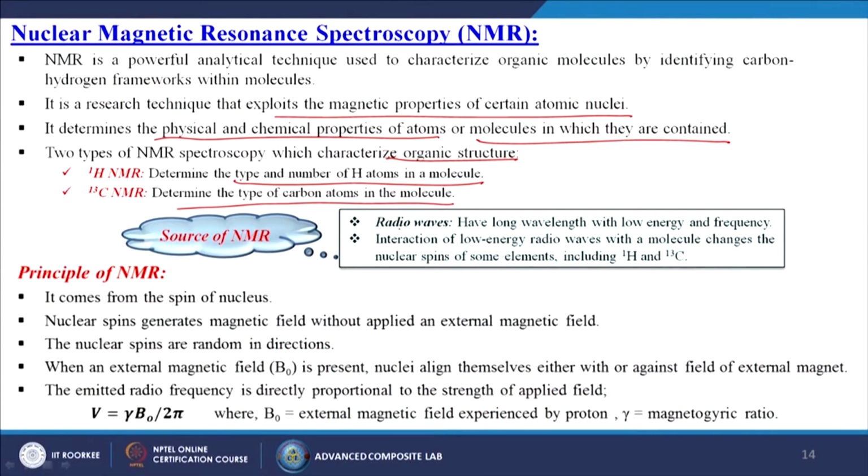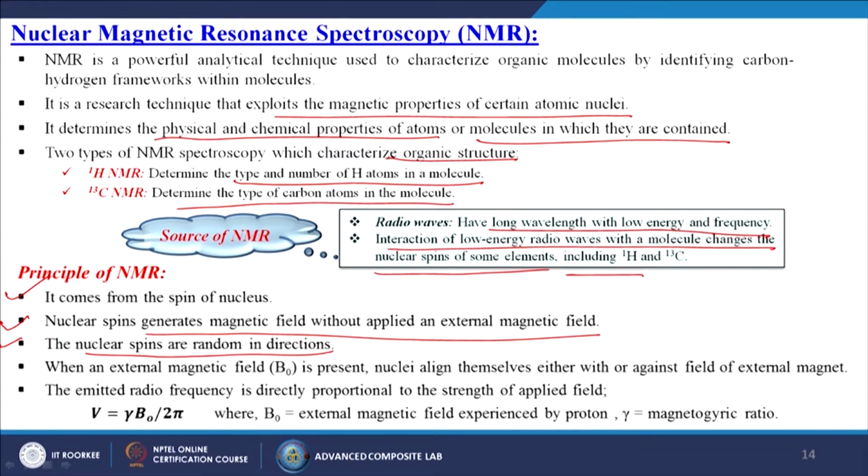Radio waves have long wavelength with low energy and frequency. Interaction of low energy radio waves with a molecule changes the nuclear spins of some elements including 1H and the 13C. Principles of NMR: it comes from the spin of the nucleus. Nuclear spins generate a magnetic field. Without an applied external magnetic field, the nuclear spins are random in direction.